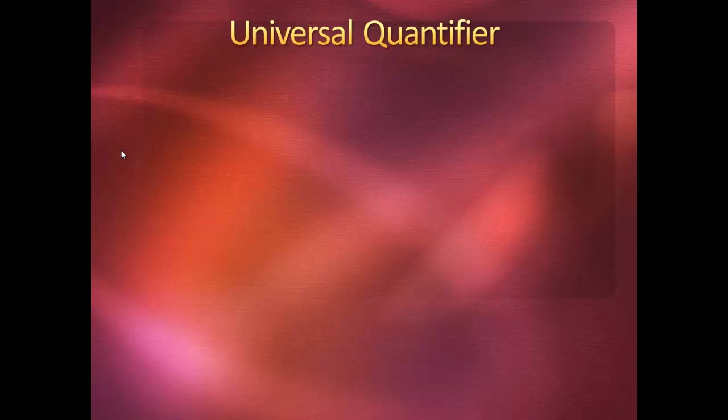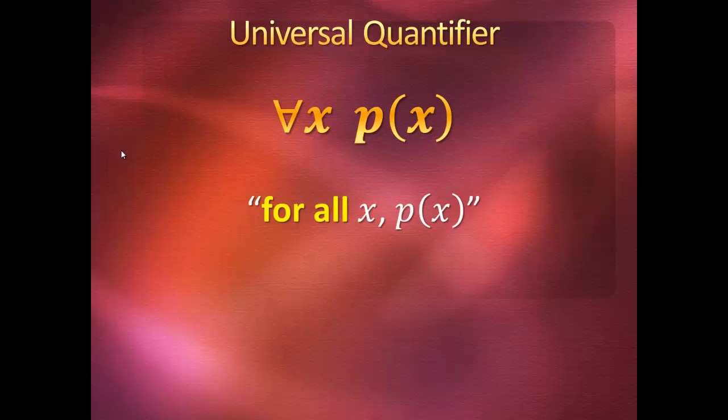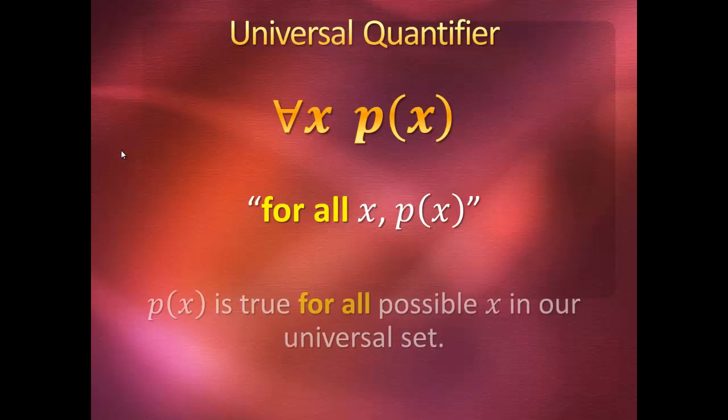There are two types of quantifiers that are used in predicate logic. The first is called the universal quantifier. Its symbol is an upside-down A. When we see the symbol, we read it as "for all." So take a look at this expression. We would read this as "for all x, P of x." So this means P of x is true for every possible x we could come up with. That's why we call it the universal quantifier, because it's universally true, or at least true for all elements in our universal set. So suppose our universal set is the integers.